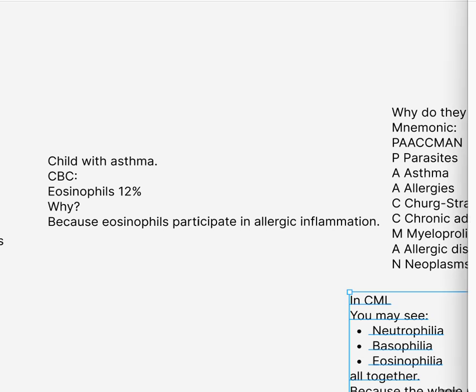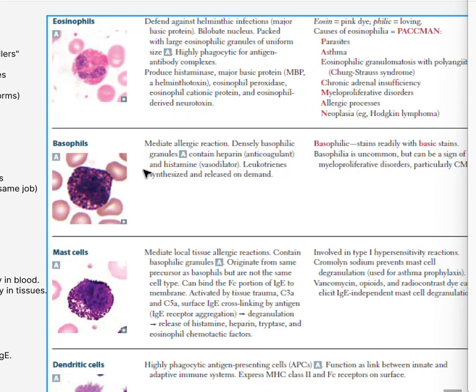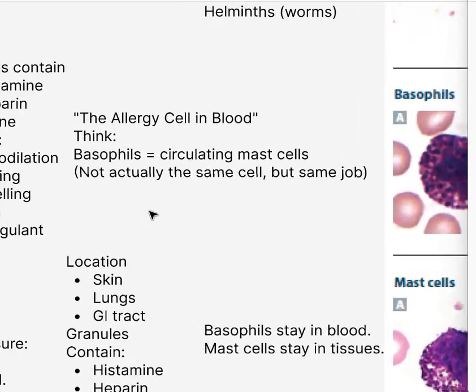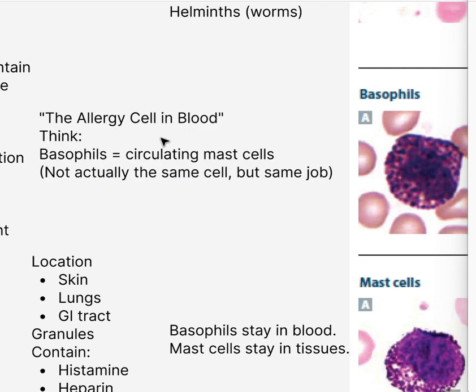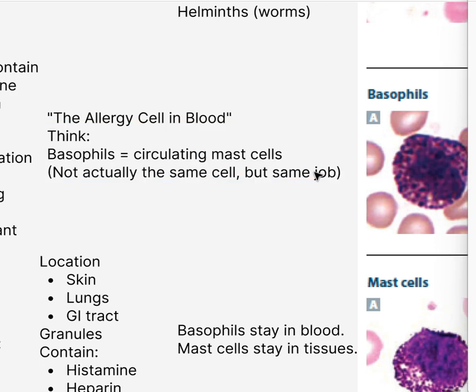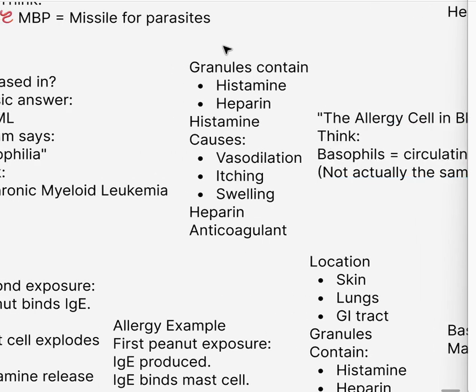Okay, that's our eosinophils. Let's move on to basophils. As we studied above, the basophils and mast cells are very similar, right? Let's study the basophils first. The basophil is basically the allergy cell in the blood. You think about basophils like circulating mast cells, not actually the same cell, but the same job, right? The granules of basophils contain histamine and heparin. Histamine causes vasodilation, itching, swelling, and heparin is an anticoagulant, right?